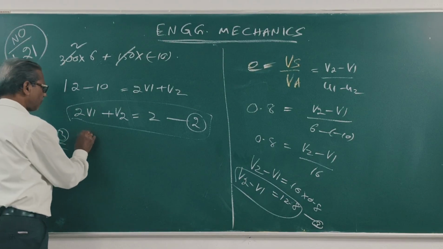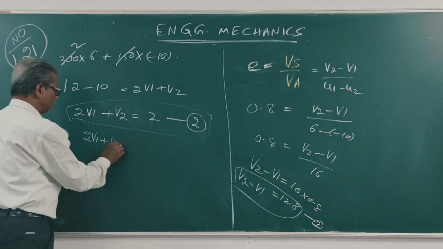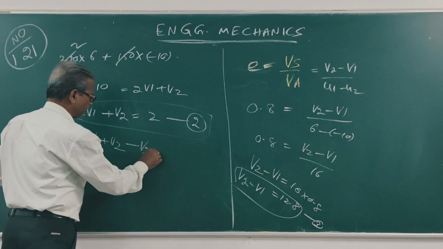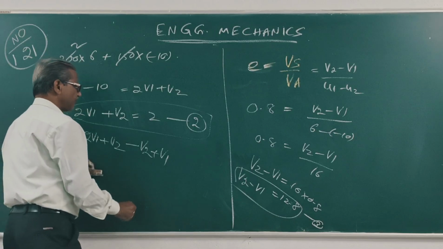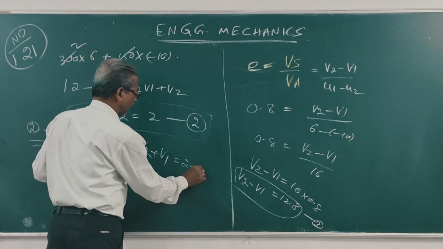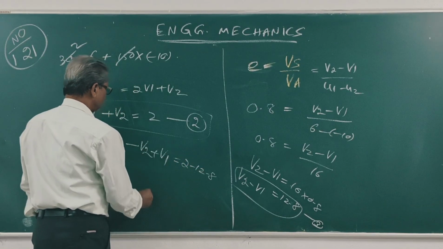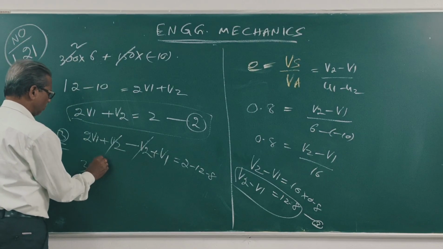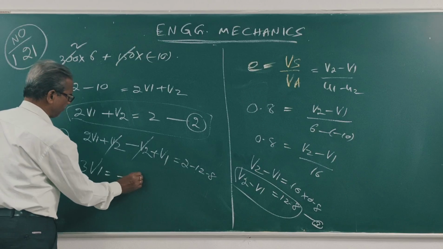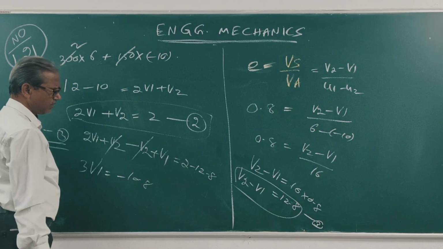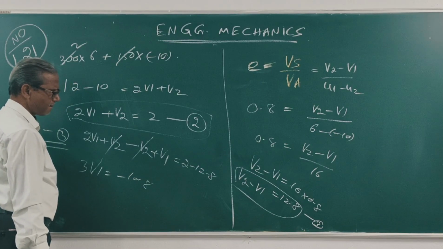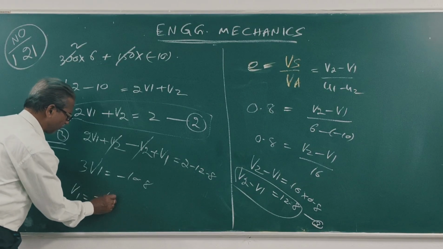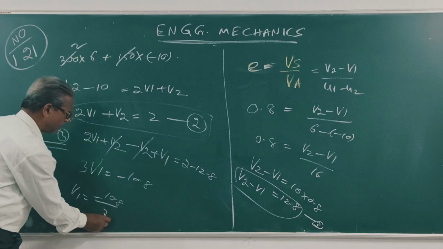2B1 plus B2 minus B2 plus B1 is equal to 2 minus 12.8. So B2 and B2 cancel out. So 3B1 is equal to minus 10.8. Clear? What is B1 equal to? Minus 10.8 by 3.